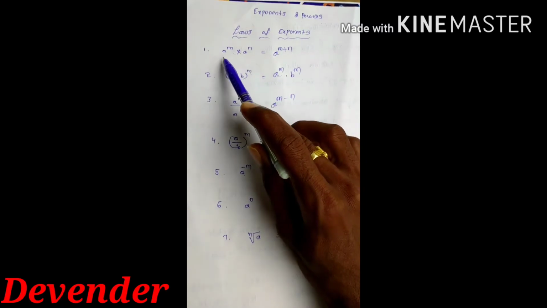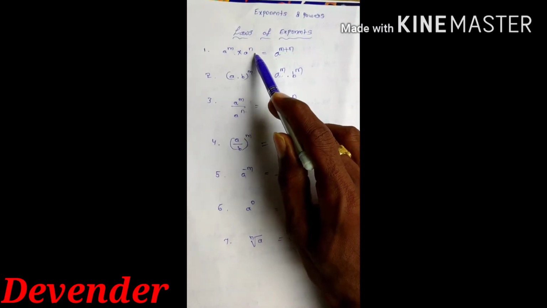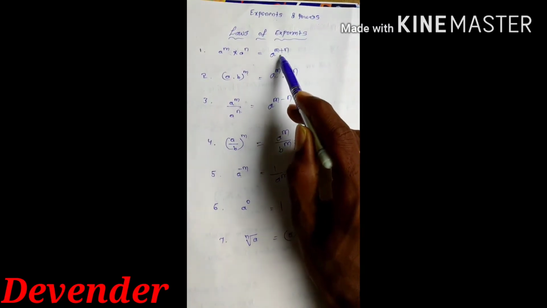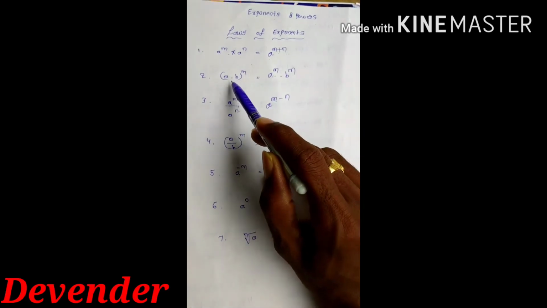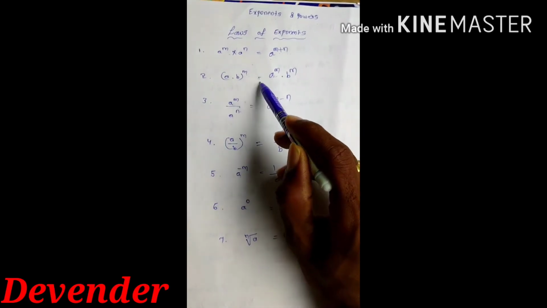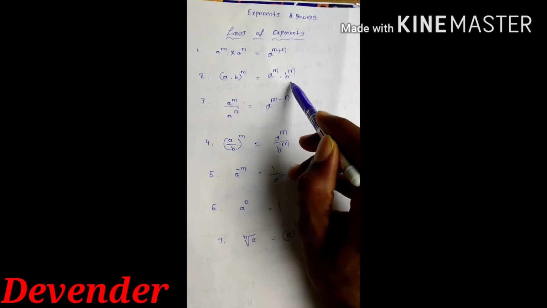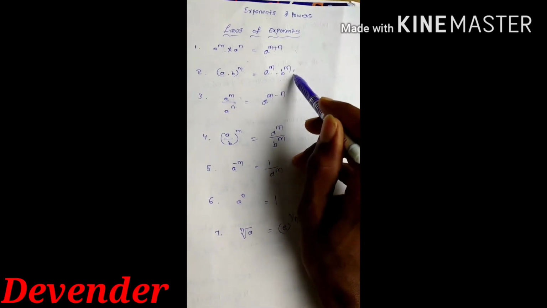First formula, a to the power m into a to the power n is equal to a to the power m plus n. Next one, a into b whole power m is equal to a to the power m into b to the power m. These two are product rules.